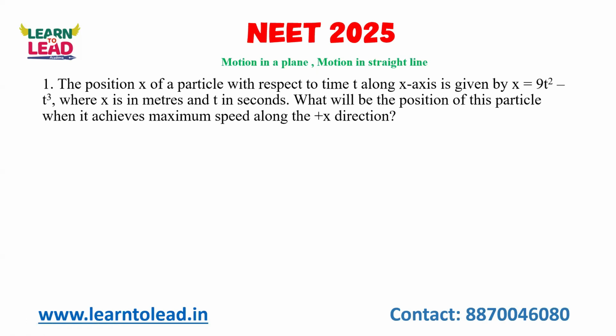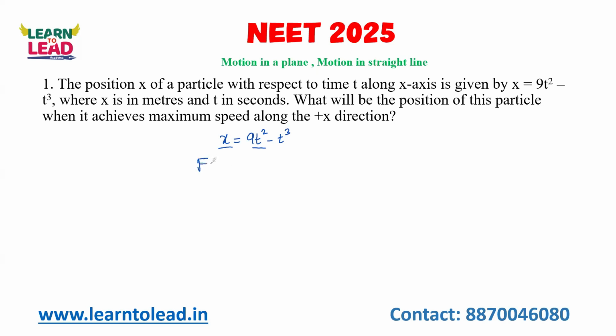Let us see the first question. The position x of a particle with respect to time t along the x-axis is given by x is equal to 9t square minus t cube, where x is in meters and t is in seconds. What will be the position of this particle when it achieves maximum speed along the positive x direction?